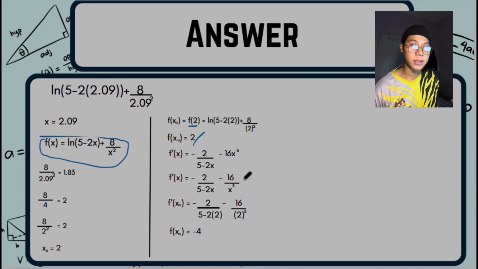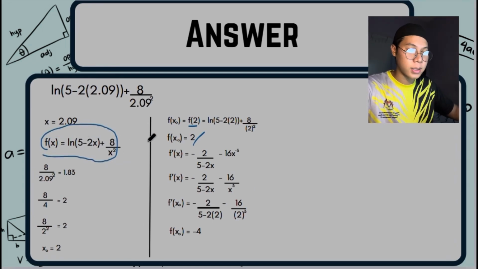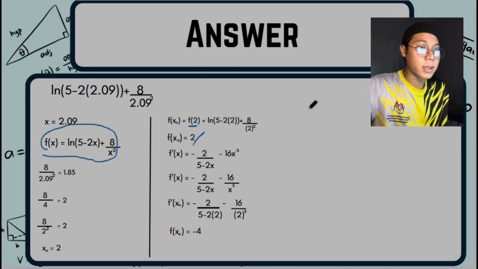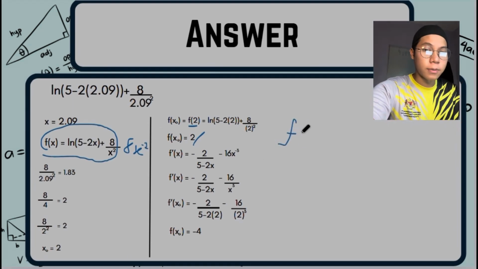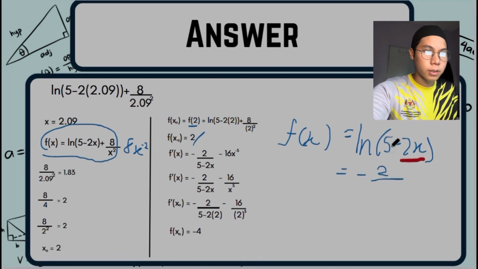So now let's find the derivative. Differentiate f(x) equal to ln(5 minus 2x) plus 8 over x squared. Let's transform 8 over x squared to 8x to the power of negative 2. So now we have to differentiate ln(5 minus 2x). To differentiate ln(5 minus 2x), we need to differentiate the negative 2x because it is the only term that has a variable in it. And after differentiating negative 2x, we will get negative 2. And just copy 5 minus 2x and put it below.